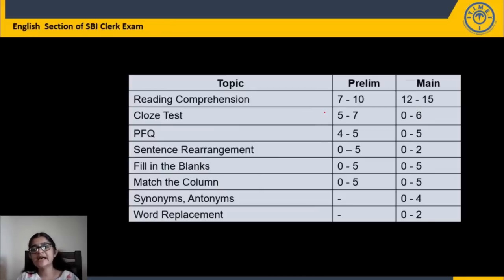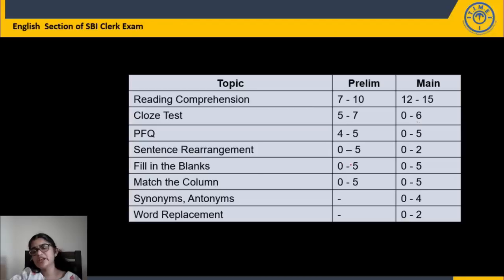In the mains exams, what we mean by 0 to 6 is it's also based on the slots. Okay, some slots may not have any, some slots may have up to 6 questions, some years may not have any, some years there may be up to 6 questions. Okay, in para formation, again you may get 4 to 5 questions in each of these, in prelims and in mains. Sentence rearrangement, in prelims you can expect up to 5 questions. In mains exams you can expect maybe 2 questions.